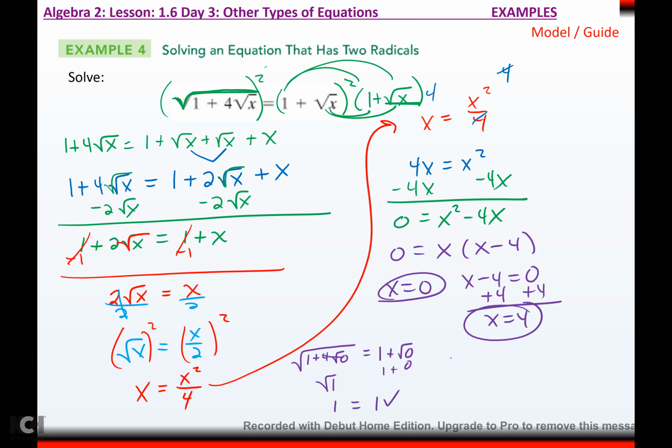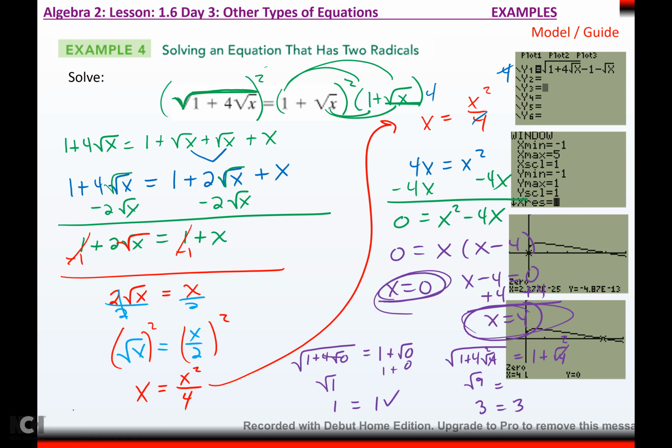Plug in 4, square root of 1 plus 4 square roots of 4 equals 1 plus the square root of 4. Square root of 4 is 2, times 4 is 8, plus 1 is 9, which is 3. Square root of 4 is 2, 1 plus 2 is 3, 3 equals 3. Oh, I can actually keep both of my answers because they both work.